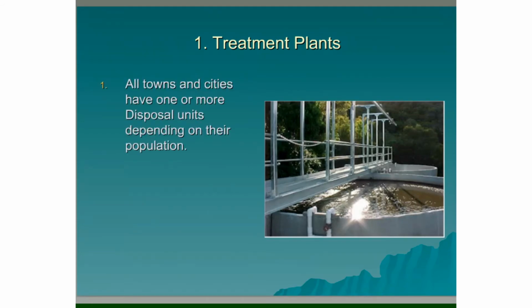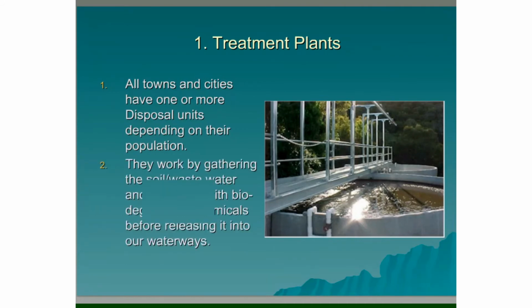1. Treatment plants. All towns and cities have 1 or more disposal units depending on their population. They work by gathering the soil and wastewater and treating it with biodegradable chemicals before releasing it back into the waterways.